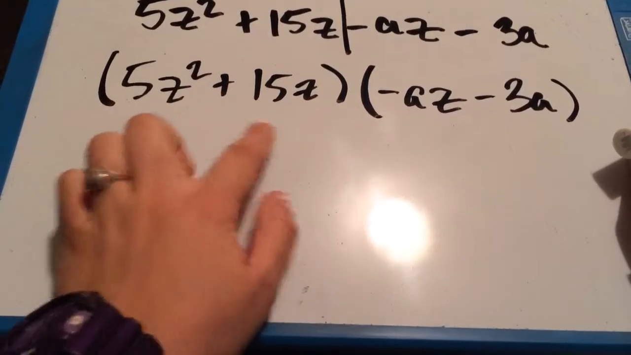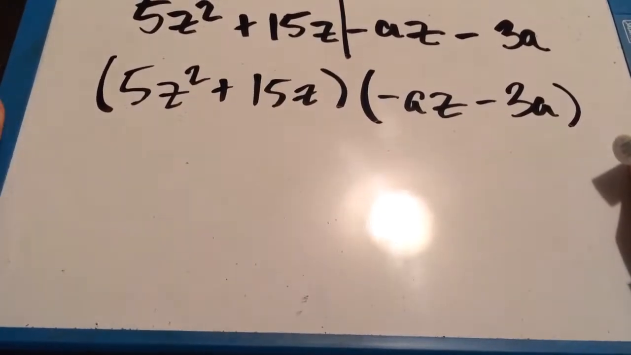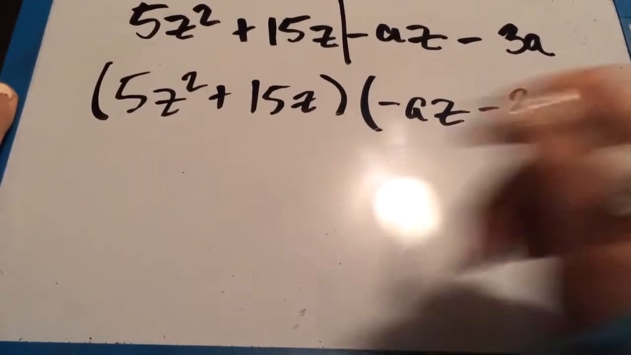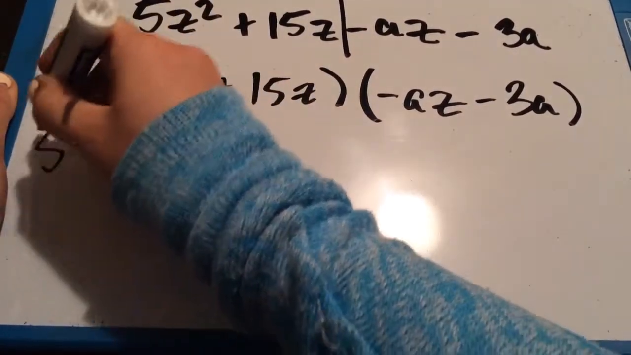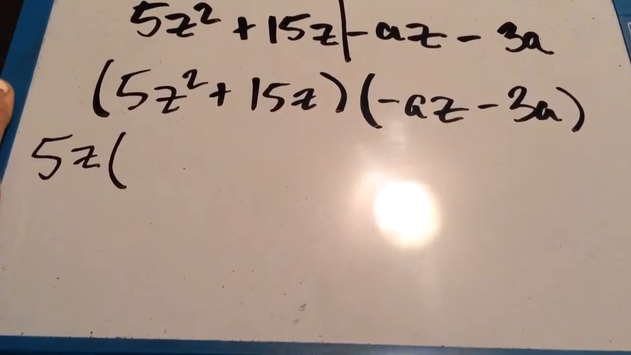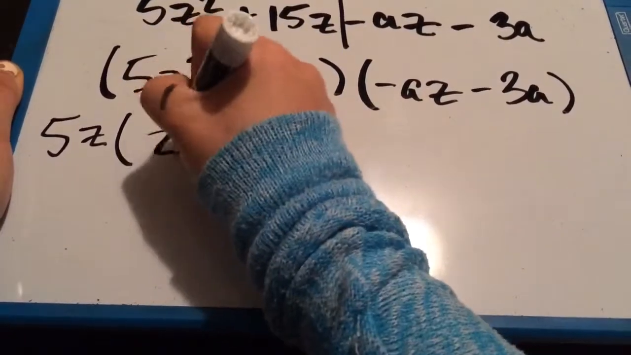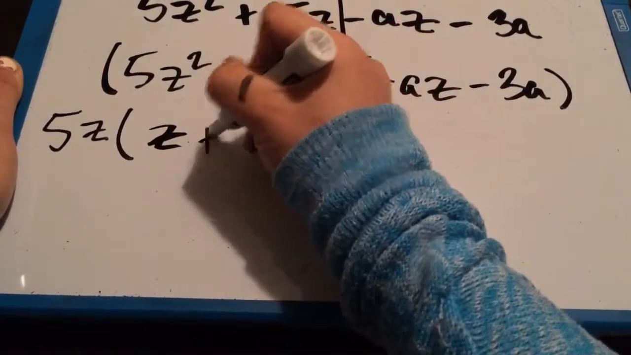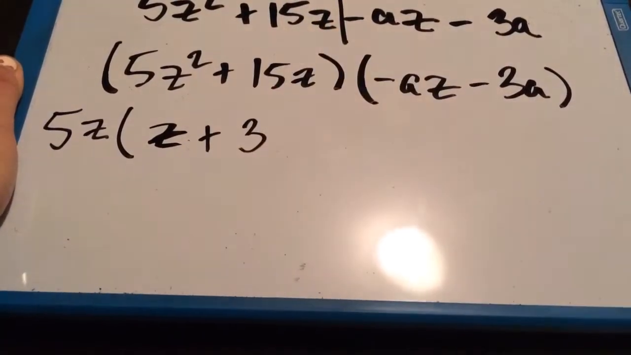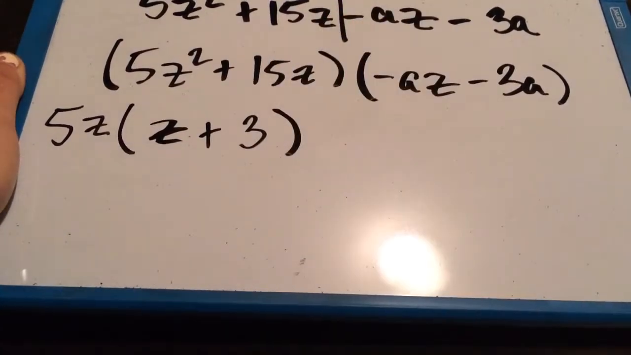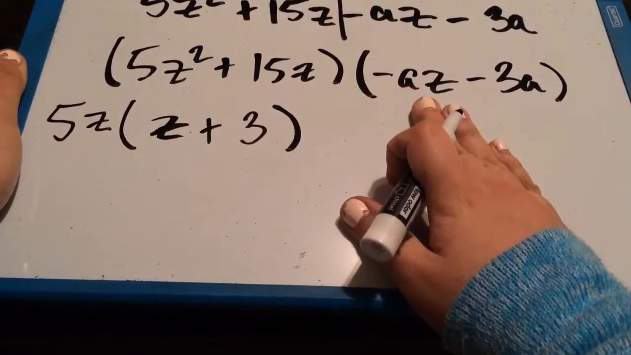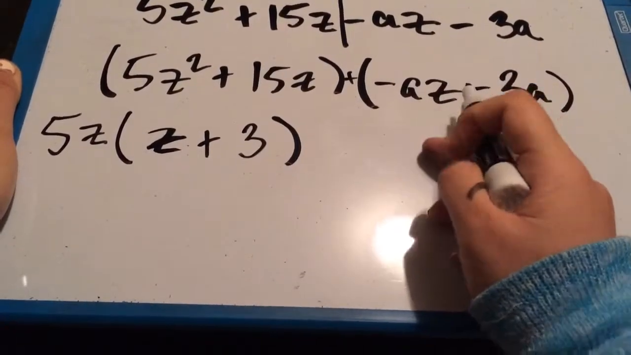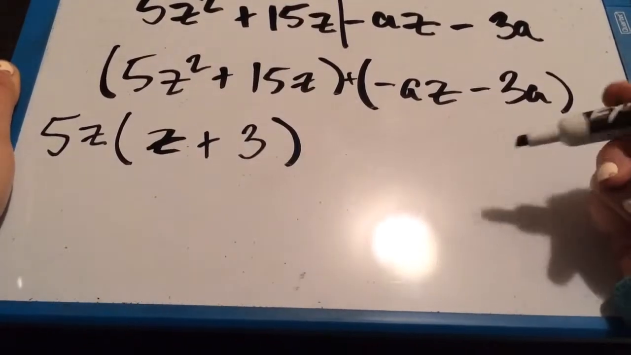Okay, and these two, our GCF would be 5z, because that's the greatest common factor that you can take out of both of these. So let's take out 5z, and that'll leave us with just a z here. And then 15z divided by 5z will leave us with 3. And then in this one, there should be a plus sign there. Negative az and negative 3a.